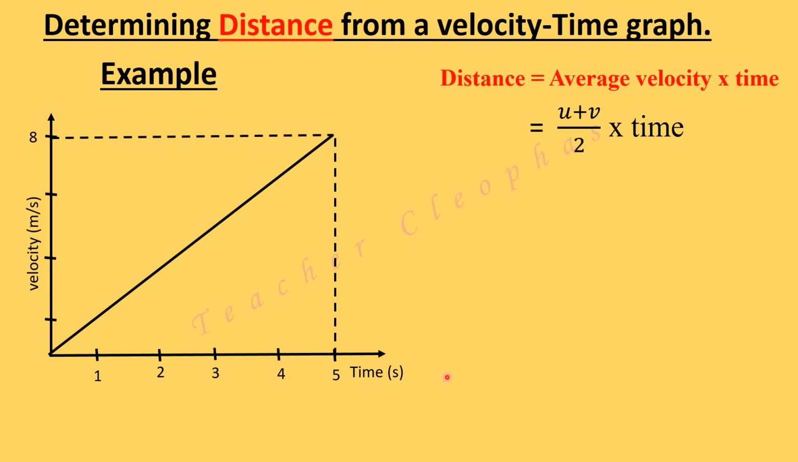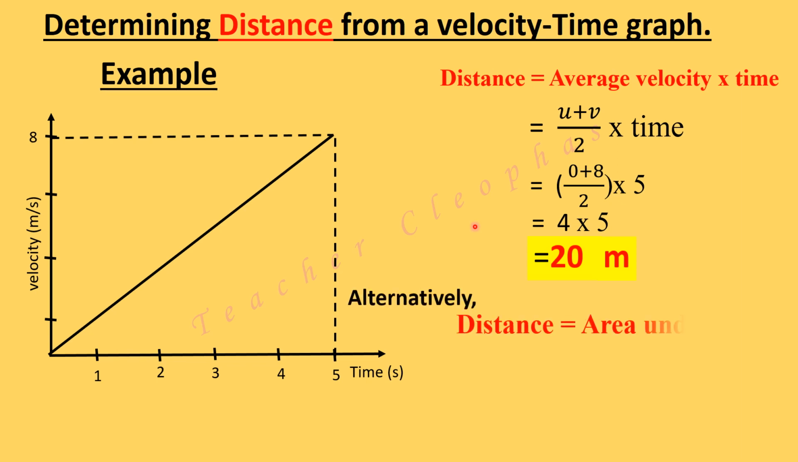So let us substitute those values in our formula. We have just said that u, which is our initial velocity, is 0, v, the final velocity, is 8, and time is 5. So this simplifies to 4 times 5, which gives us 20, and the unit is meters, since that is distance.